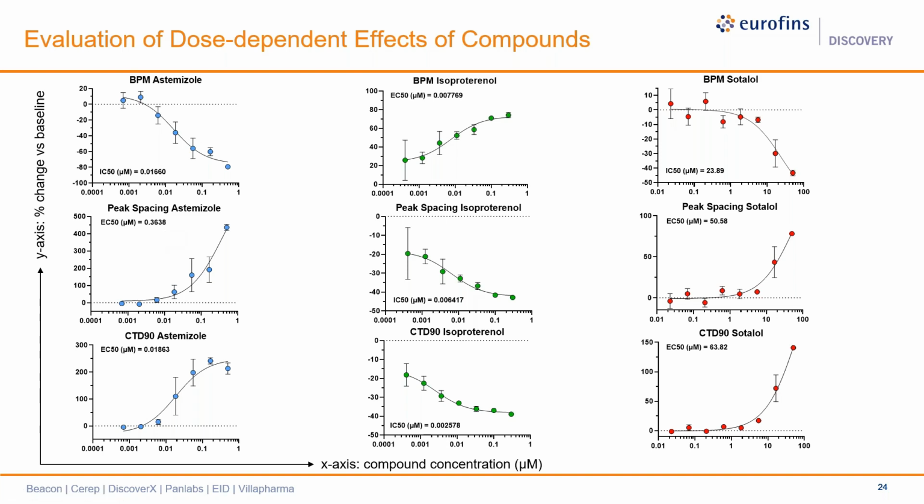And what you can see here, for example, for the beats per minute for astemizole, is that with increasing concentrations of astemizole, you see a stronger decrease in the beats per minute. So meaning that these parameters change in a dose-dependent manner. And that was true for all the parameters that we tested and for all the drugs that we tested as well. So this suggests that we can calculate EC50 and IC50 values of the tested drugs in a very efficient manner.